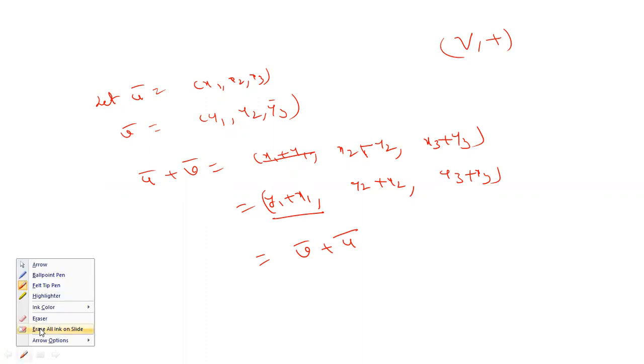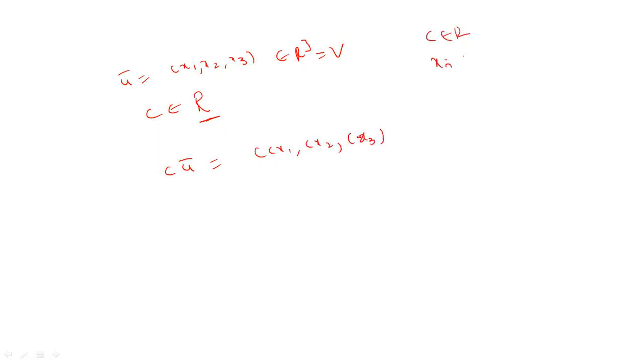The next thing is, take an element in V, that is R cube. Here your V is R cube. Take a real number C. This is a field here, and multiply, Cu bar, that is (Cx1, Cx2, Cx3). C is a real number, xi is a real number, so Cxi is again a real number. That means Cx1 is a real number, Cx2 is a real number, Cx3 is a real number. So they belong to R cube. So scalar multiplication is closed.